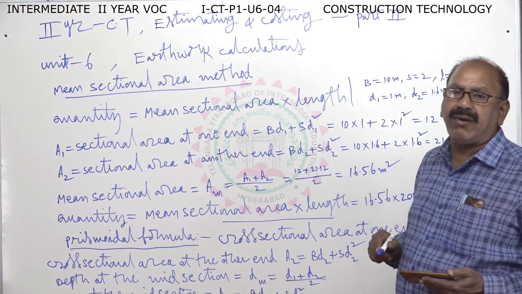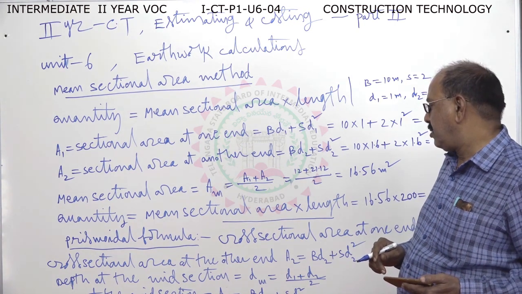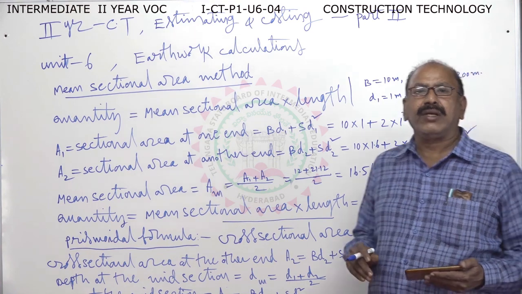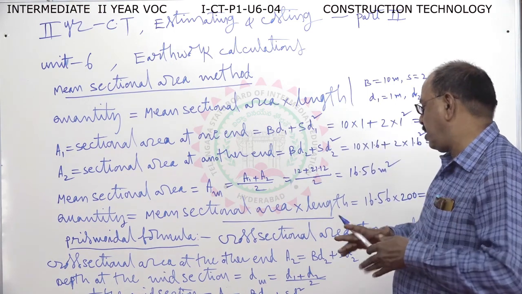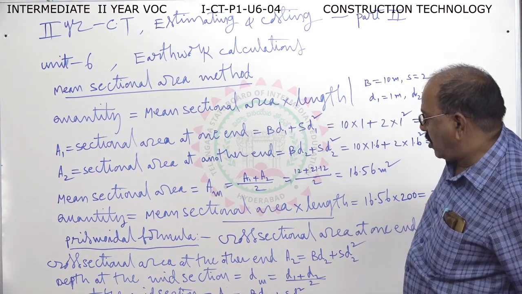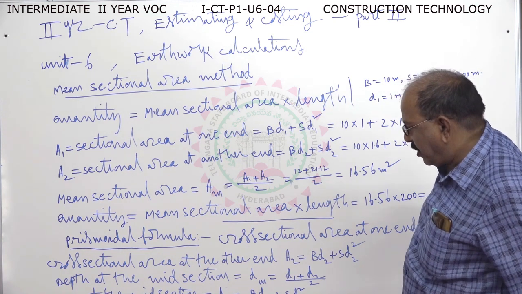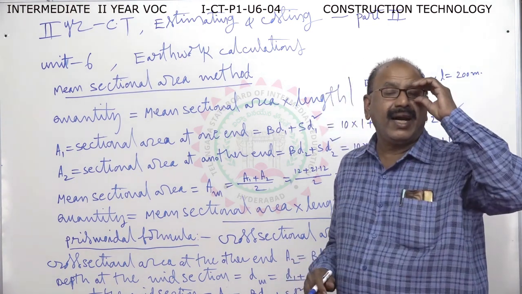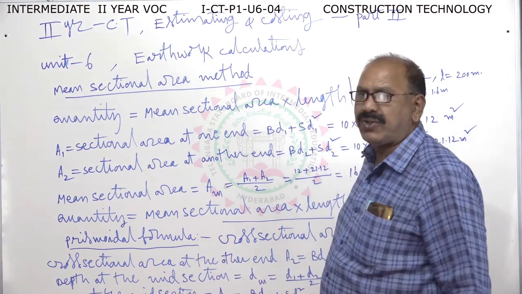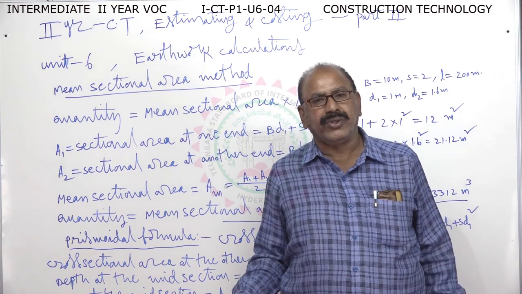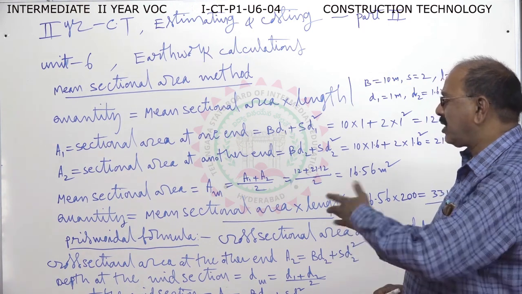So next method, trismoidal formula or trismoidal method. This is the third method in earthwork calculations. In this method, what are we going to calculate? Sectional area at the two ends and area at the midsection. If you find both of that, this method is finished.